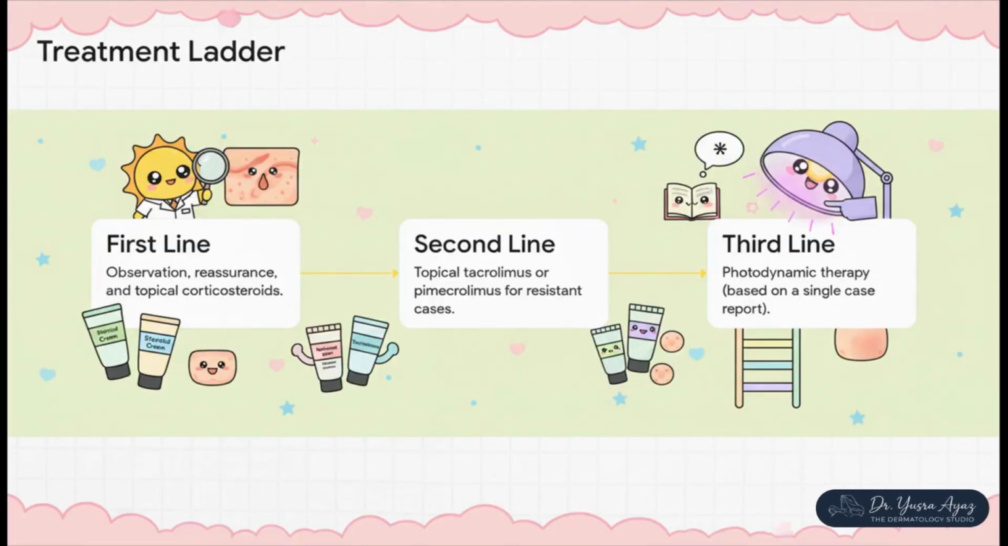The treatment approach is really methodical, kind of like climbing a ladder. You start with the simplest options first. So step 1 is often just observation and reassurance, maybe with some topical steroid creams if it's itchy. If that doesn't do the trick, you move to step 2, non-steroidal creams called calcineurin inhibitors. They also work to calm down that local immune response, and in really rare, stubborn cases, there's even been a report of successful treatment using a light-based photodynamic therapy.